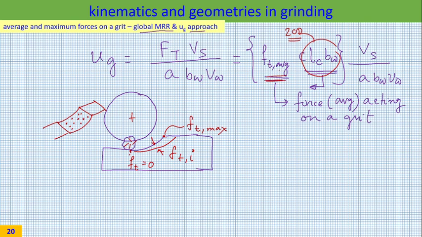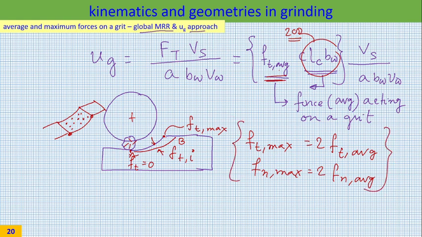So FT average into C into LC into BW will give you the maximum force. Because we do not know how FT varies from this point to this point at this stage, we will assume FT max equal to 2 times FT average. If you assume that, you basically assume that FT varies linearly from point A to B. So this is a linear assumption. How much mistake can you make? This is a normal thing to assume. Another one is Fn max is 2 times Fn average. So these two things we will assume.